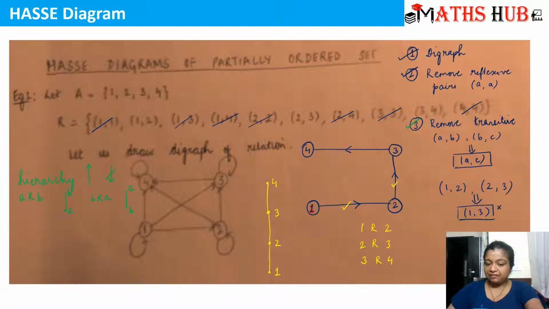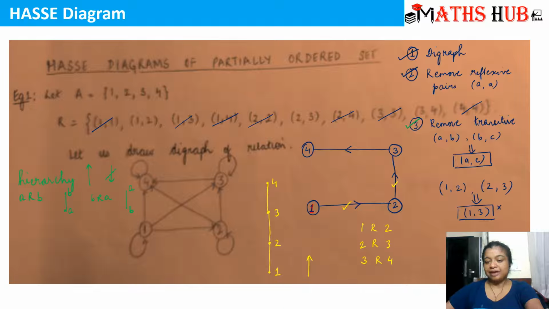This diagram itself explains to us that 1 is at the lowest level and 4 is at the topmost level, right? And we will always move from bottom to top. We will never move from top to bottom. So this shows that 1 relates to 2, 2 relates to 3, 3 relates to 4.